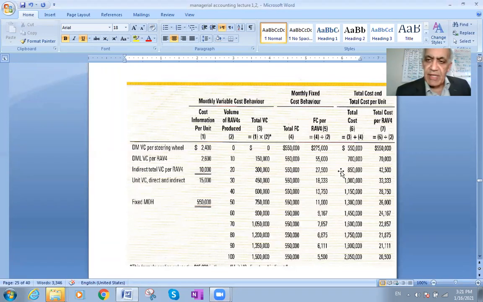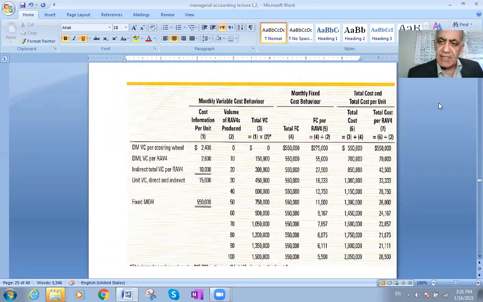We have here today the costs, and this is lecture number 3 in managerial accounting. I will start directly with the mathematical approach. Then from there, I will go to the theoretical part.